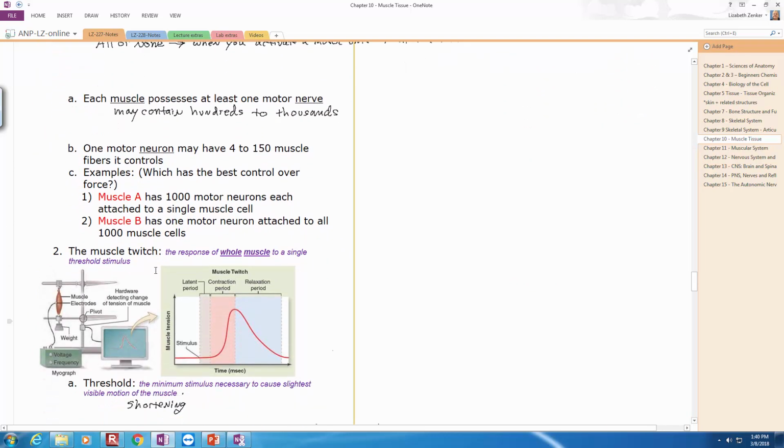Okay. So, example for part C. Which has the best control over force? So you have muscle A, which has 1,000 motor neurons, each attached to a single muscle cell. And you have muscle B, which has 1 motor neuron attached to all 1,000 muscle cells. So what it's saying is muscle A is a 1-to-1 connection, right? It's saying muscle B is a 1 to 1,000 connection. Which one has better control?